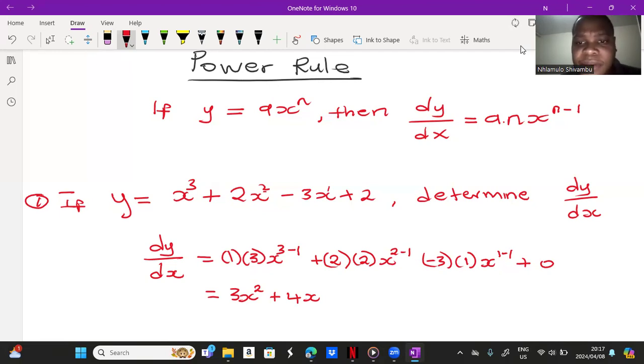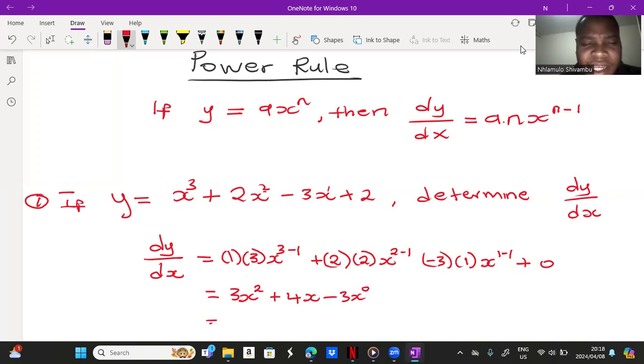And then this one is going to be minus 3 times a 1, which is going to give us minus a 3. And then this is supposed to be x to the power 0. So anything to the power 0 is 1. So I'm just going to indicate this so that people don't get lost along the way. So this is going to be x to the power 0 plus a 0.